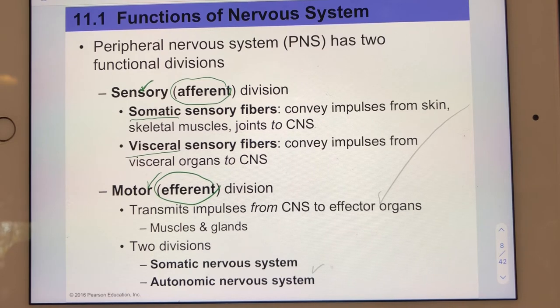I promise. Okay, motor, we're on our way to effector organs. We already know that. The effectors of the human body, how many are there? Four. How do we know that? Our instructor won't shut up about it. All right, so glands, cardiac muscle, smooth muscle, skeletal muscle.